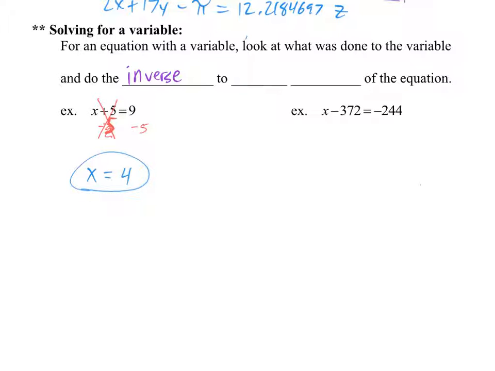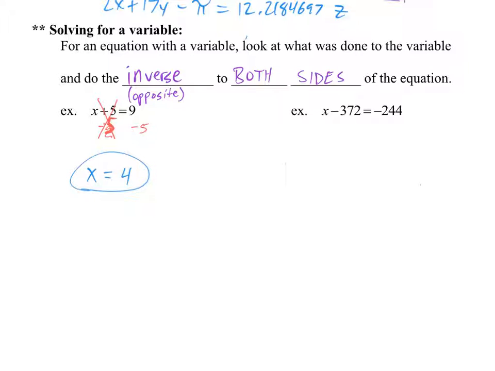A lot of people, technically this is wrong, but you could think about it as the opposite. That's how I taught it for years. The opposite of adding 5 is to subtract 5. That makes more sense to a lot of people than to say inverse. But do the inverse to both sides.